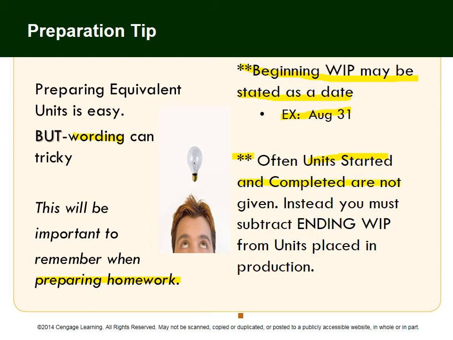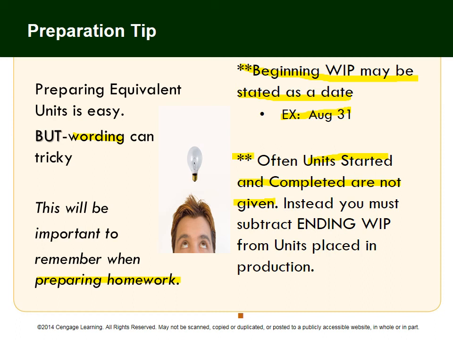Often, units started and completed are not given. We've seen that in the last two examples that we have. Sometimes you're going to have to do some subtraction. So again, here's another piece of detail that process costing requires. There will be problems where it says how many units were started by the company, and then there'll be another problem where they tell you how many units are started and completed. Pay attention to look for the difference.